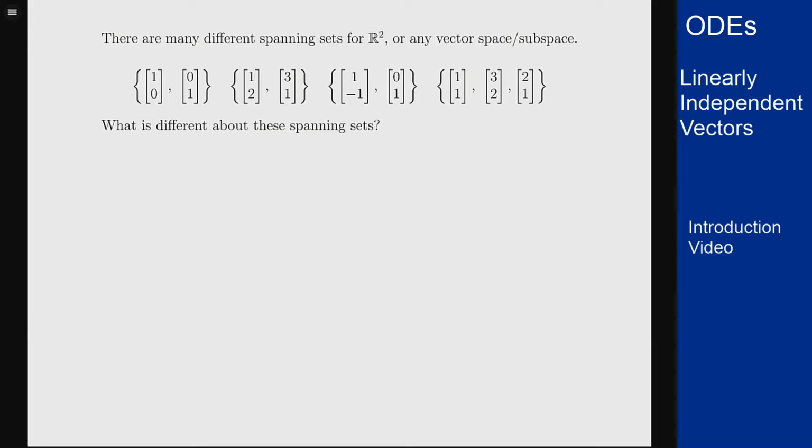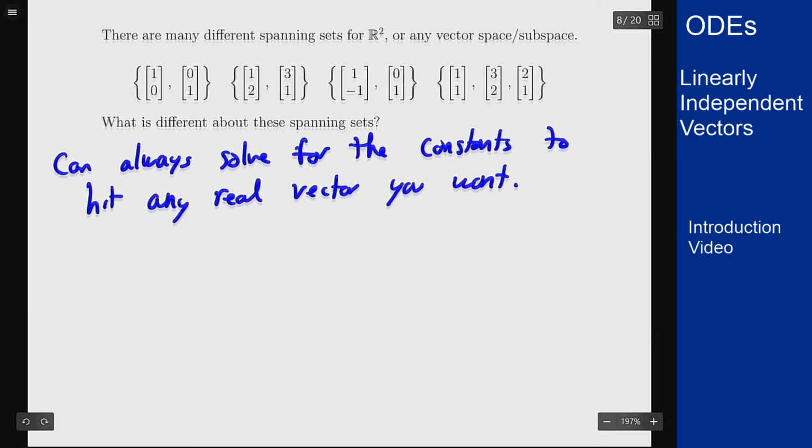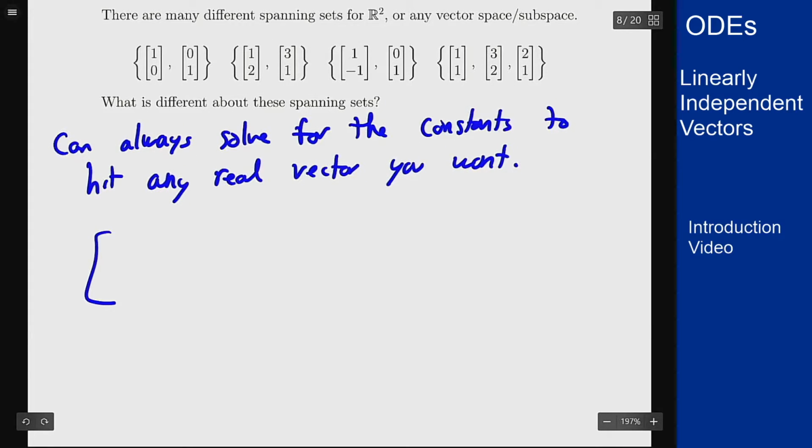There are many different spanning sets for our normal two-component real number vectors, like this list here. And you can check that for all of these, it is possible to solve for constants to hit any real number you want. As an example, you could set up the augmented matrix for (1, 0), (0, 1) for this first one here, equaling (a, b) for any vector (a, b). So c1 is a, c2 is b, and you're done.